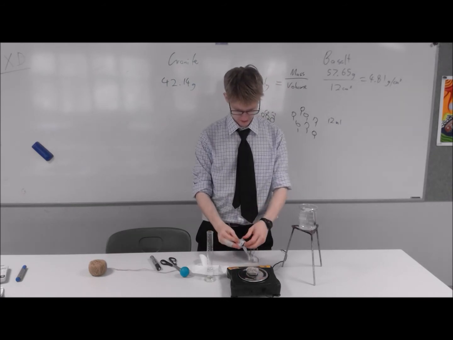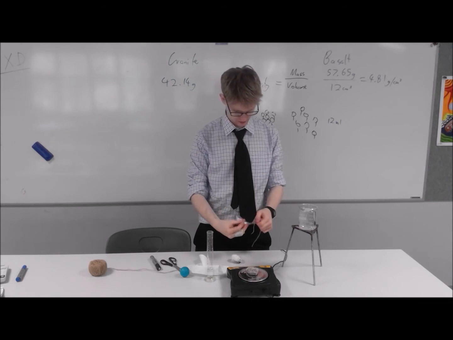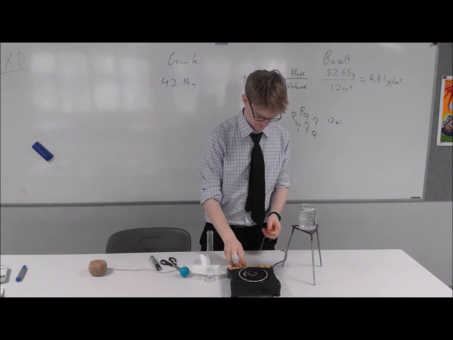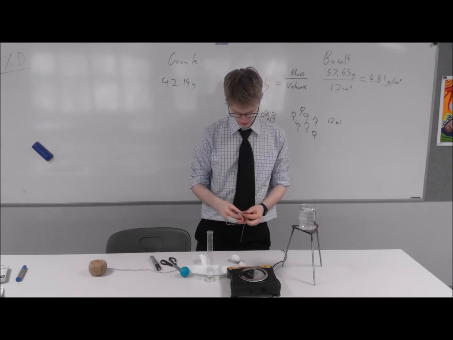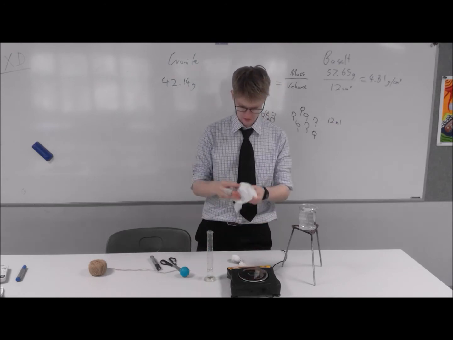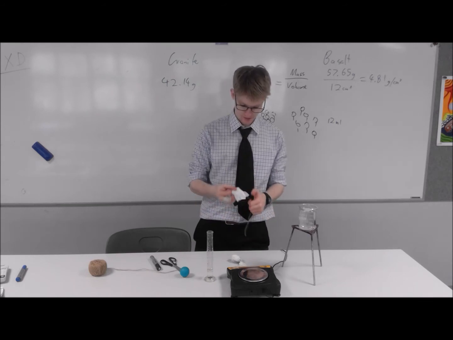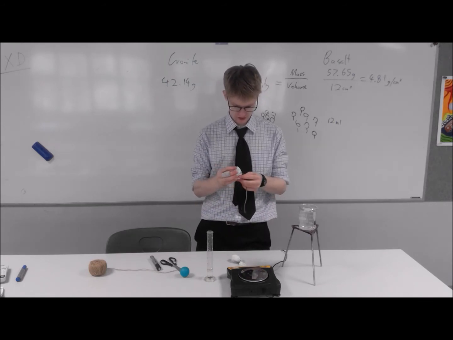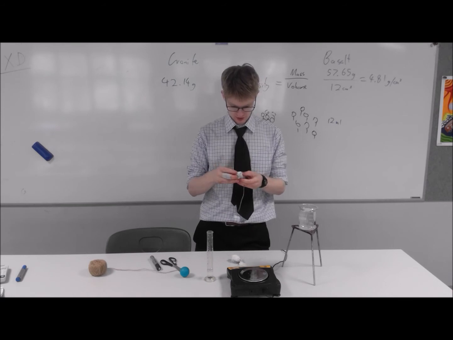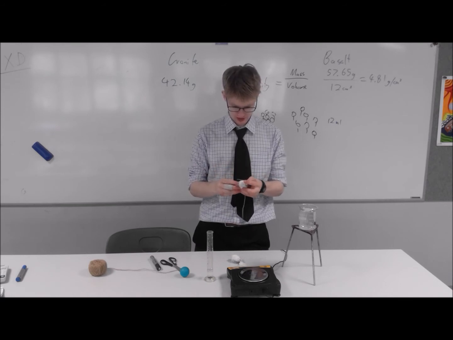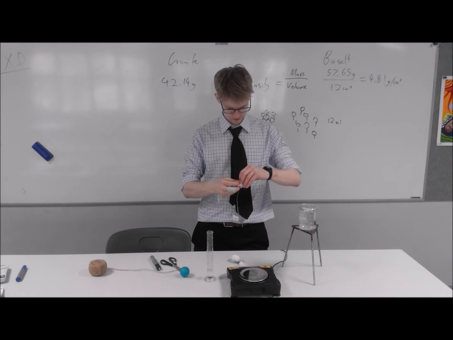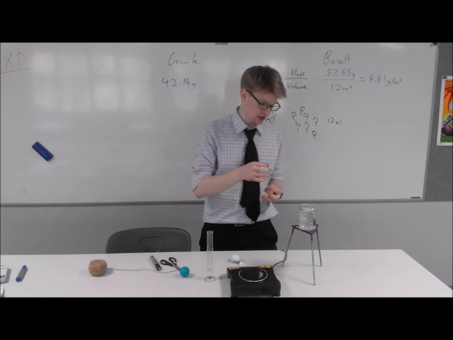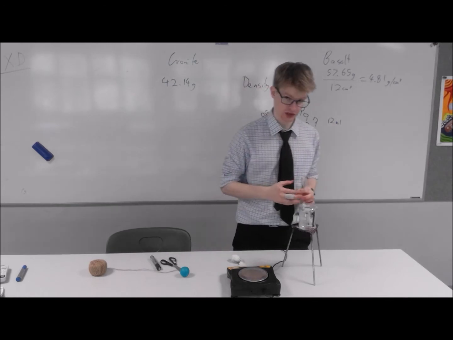I'm going to take off this string I used for the basalt. I'm going to use the same amount of tissue I used for the basalt on the granite, so that I'm trying to make up for any error that the tissue creates. And once again, I'm wrapping it in tissue so it doesn't scratch the beaker.